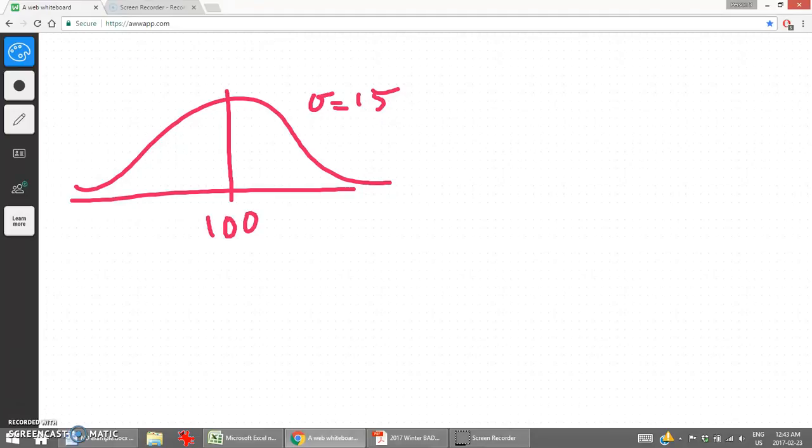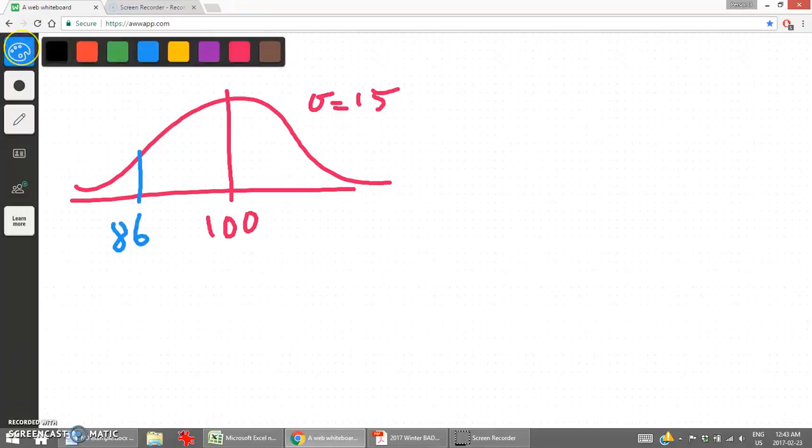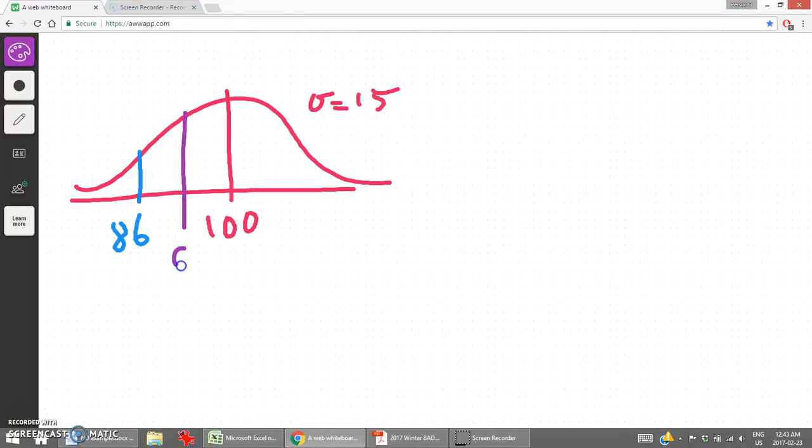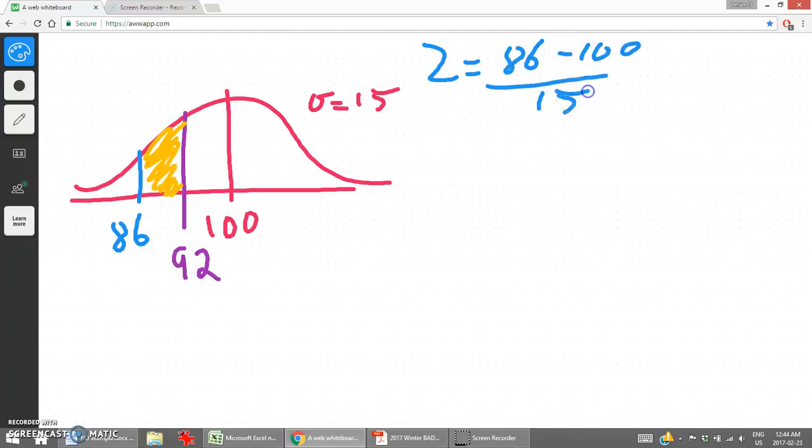Let's work on here. One of the x values is 86 right here, and the other x value is 92. Just want to draw it down there for bigger numbers. Now we want to calculate the probability that it is between those two values. So in blue, let's calculate the probability that x is equal to 86. So we have x value 86 minus 100 divided by 15. We have a z value that equals negative 0.93.